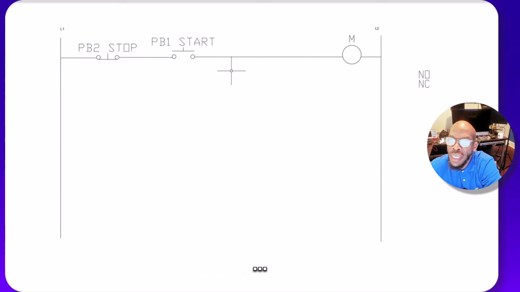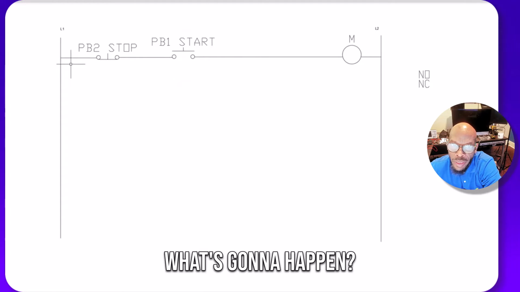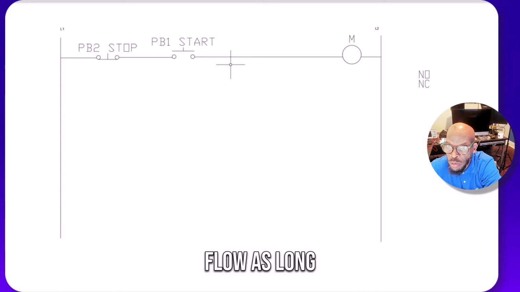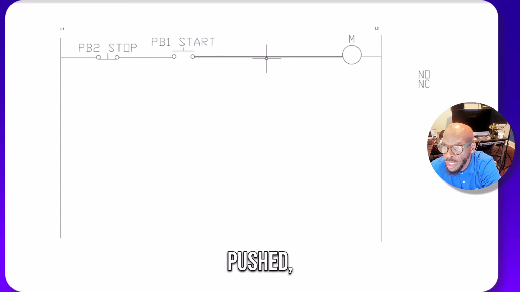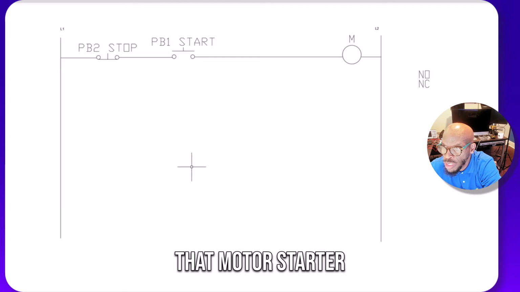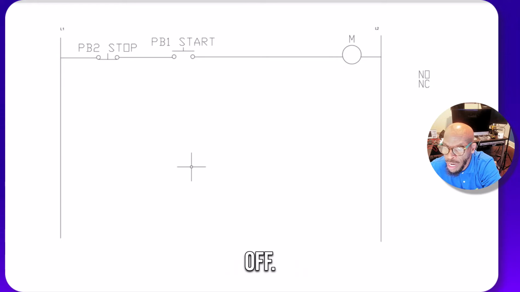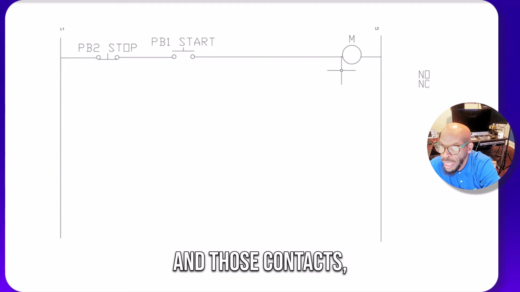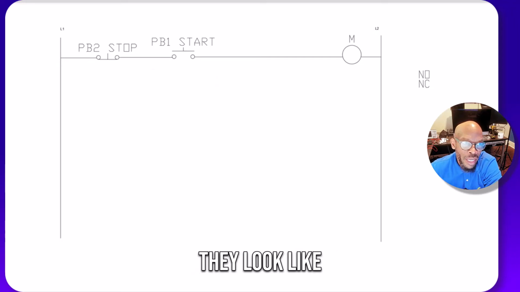So what happens if I just leave it like this right here? If I push this start button, what's going to happen? Electricity will be able to flow, as long as this push button is pushed, and then it'll energize this motor relay, and the motor will start. Well, when I release that start push button, and it goes back to this state like it is, that motor starter is going to shut off. So that's where the auxiliary contacts come in. And those contacts, they look like this.